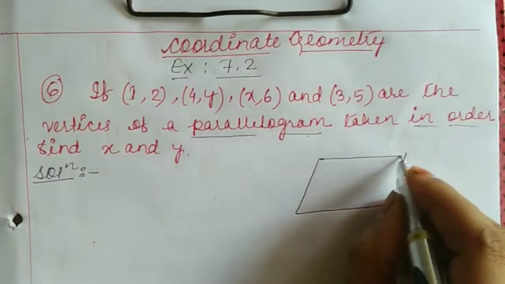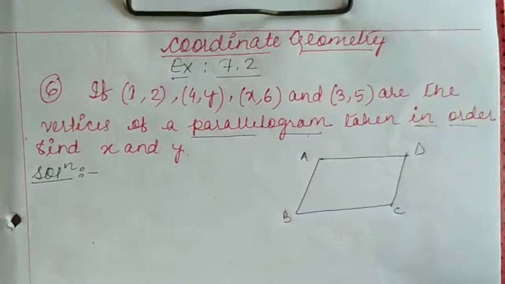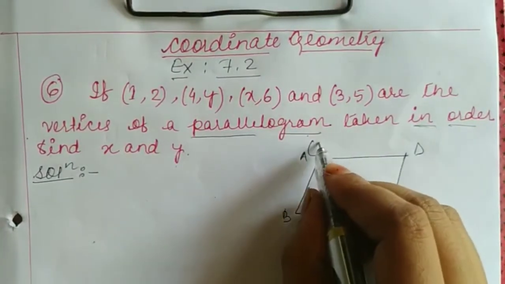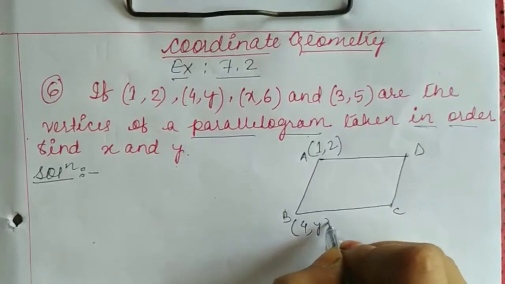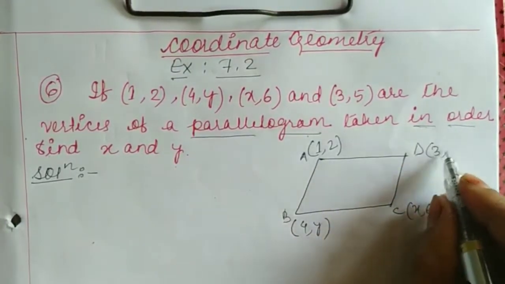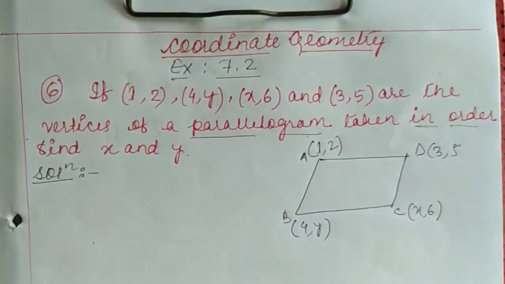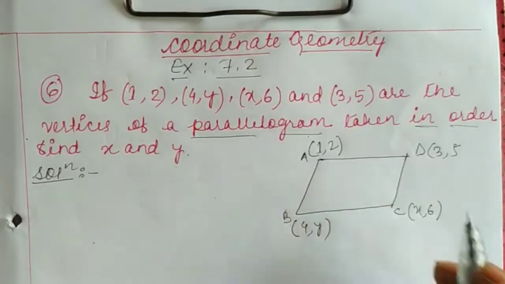Suppose ABCD is a parallelogram where the coordinates of A are (1, 2), B is (4, y), C is (x, 6) and D is (3, 5). So, these are the vertices. Now, what will we find out?